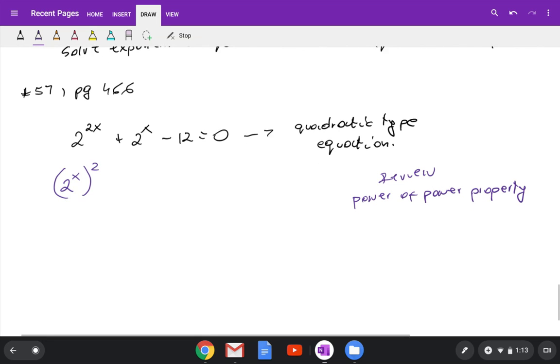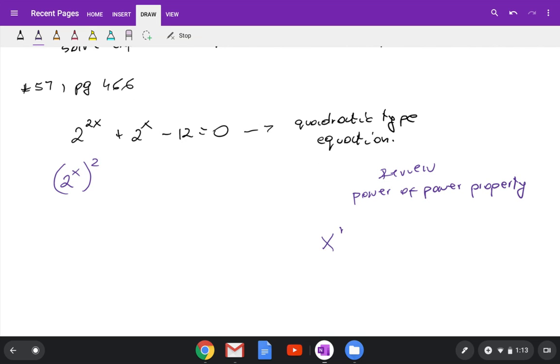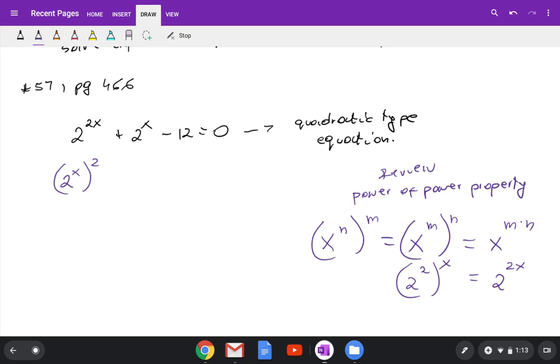For exponents, when you have x to the power of n and then to the power of m, this is the same as x to the power of m, then to the power of n, which is the same as x to the power of m times n. So in our case, you have 2 to the power of 2x, which can be rewritten as 2 to the power of 2 times x, which is the same as 2 to the power of x, and then squared. Okay, plus 2 to the power of x minus 12 equals 0.